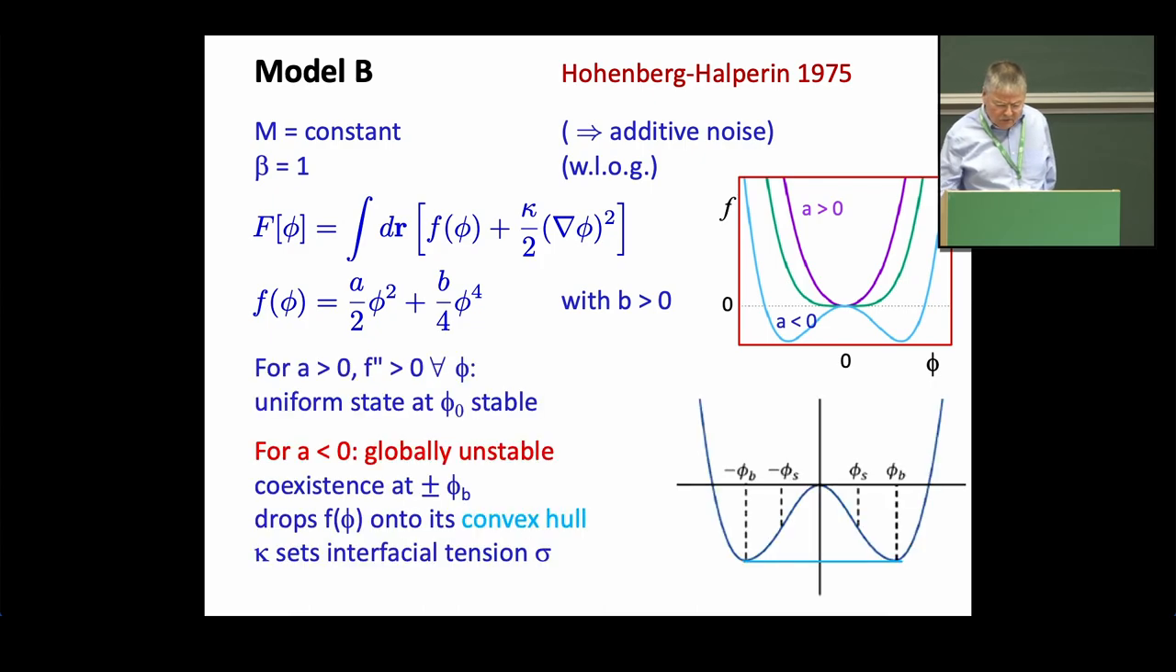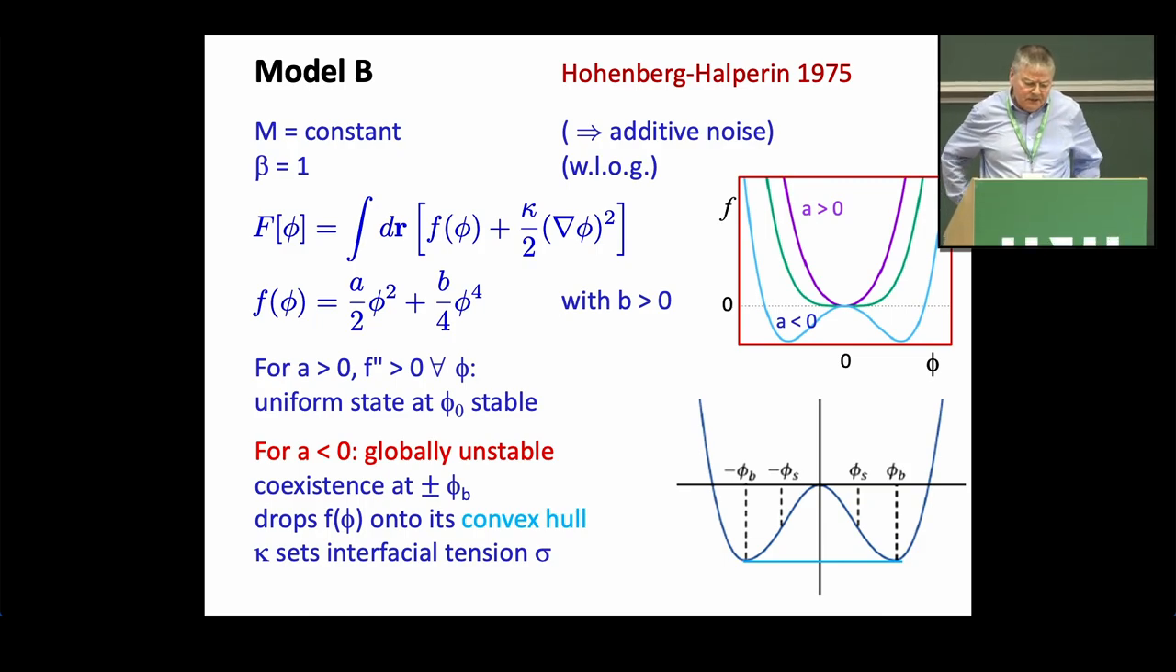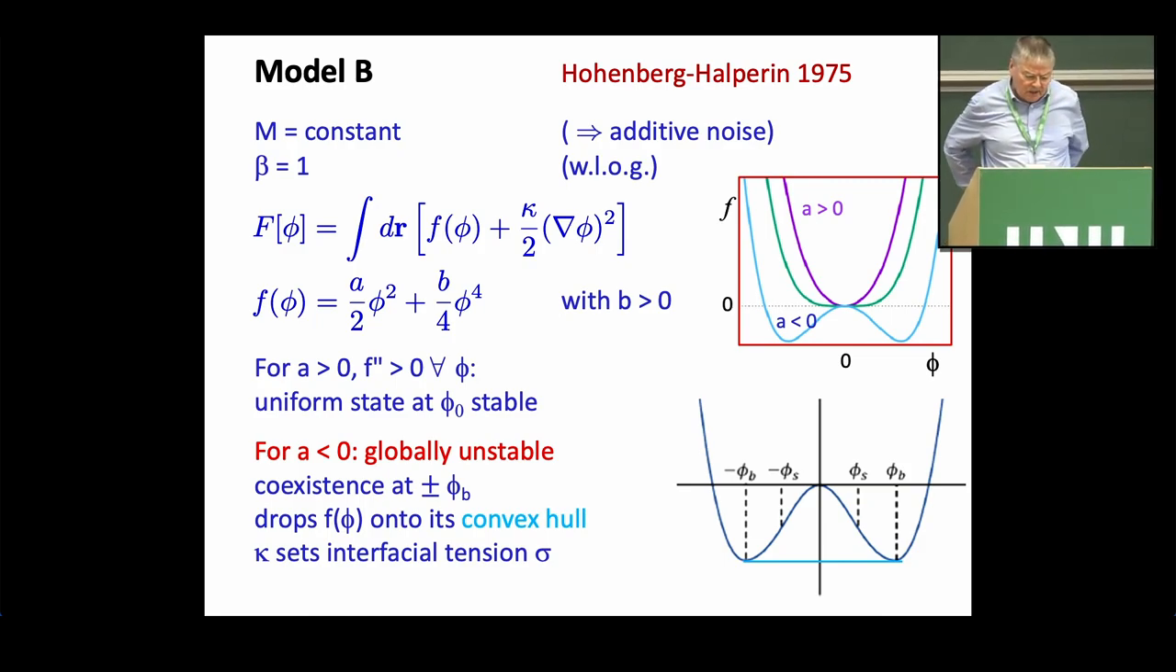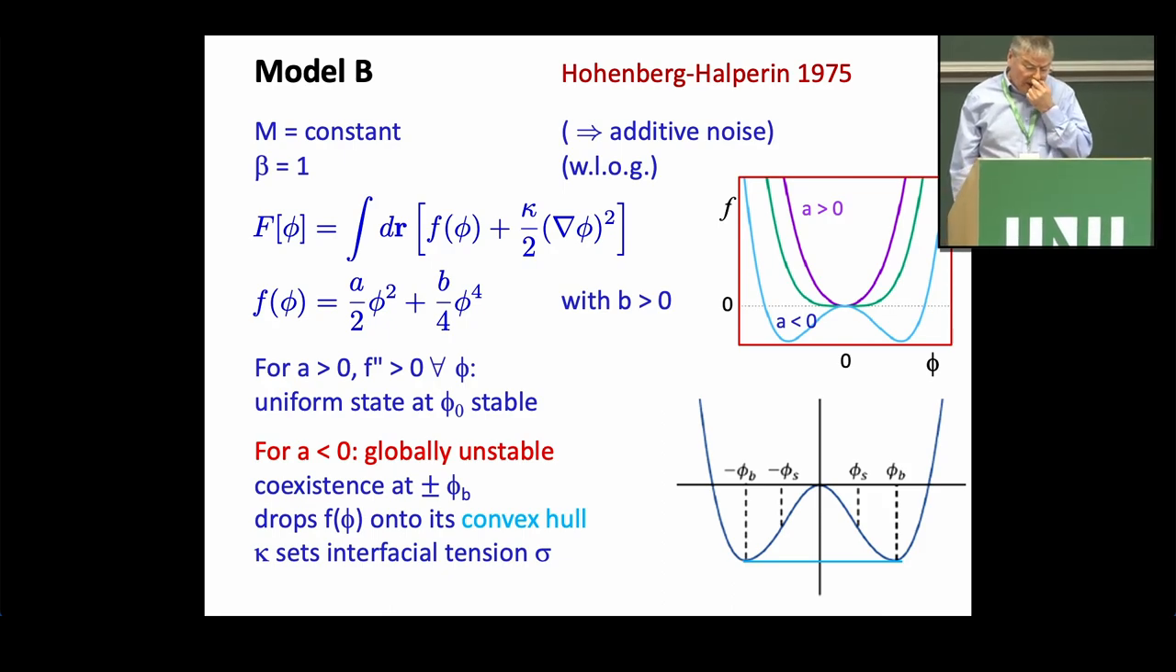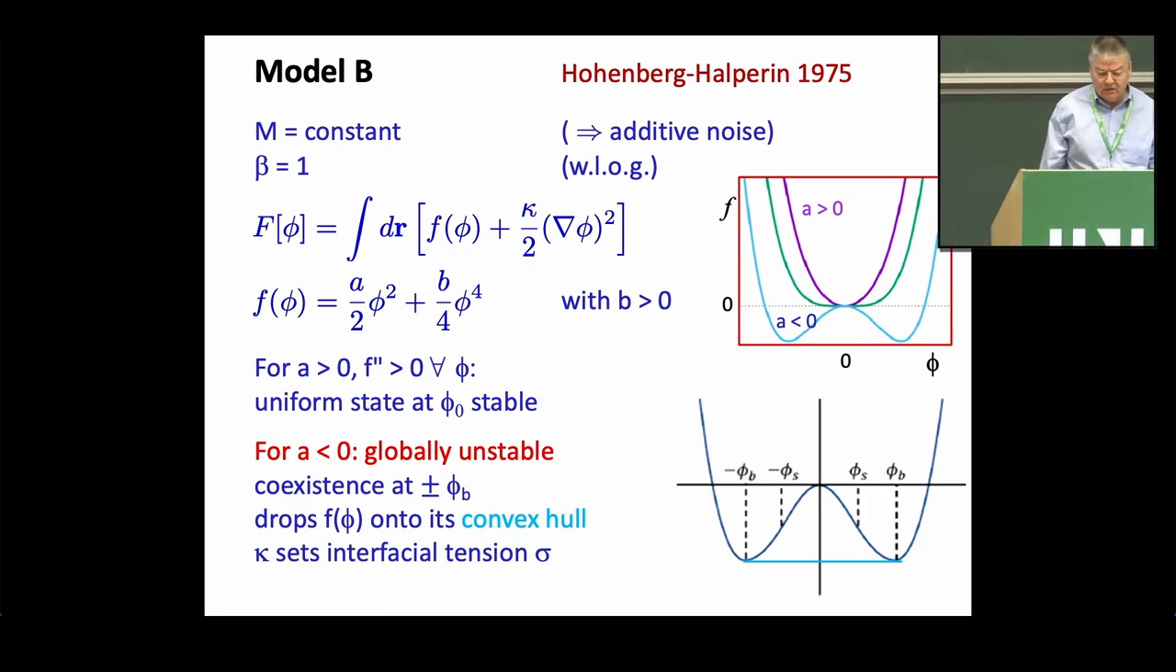So what happens is that for positive A, so that the local free energy is convex, its curvature, its second derivative is positive everywhere, then a uniform state at global density phi zero is stable. It will fluctuate a bit, but it won't go anywhere under these equations of motion that I wrote down.